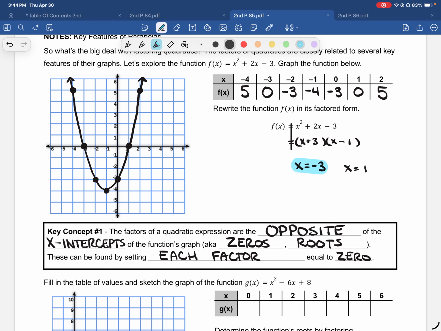So this factor corresponds with the root of -3, which is why we also see the ordered pair -3, 0. The factor x minus 1 corresponds with the solution of x equals 1, which is why I see it crossing the x-axis at 1, and why the table has the ordered pair 1, 0. All of those are connected.